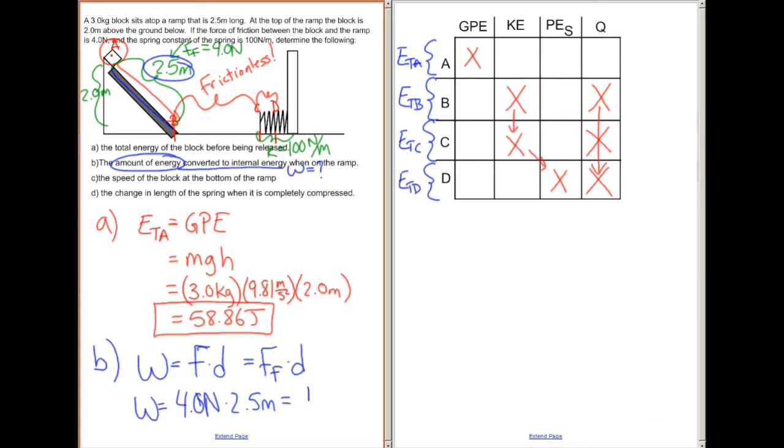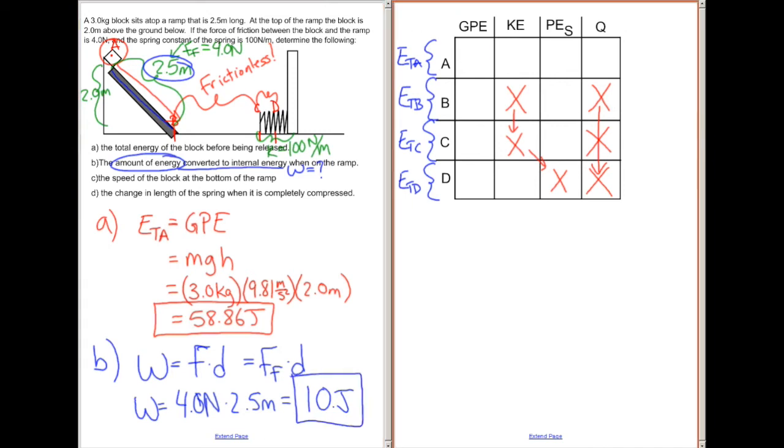Now the next thing I'm going to do after I get this number down here is go back to my table and start to fill in some of these numbers. At point A, the gravitational potential energy was 58.86 joules. In going from A to B, we know that 10 joules of that energy by way of the force of friction acting over that distance would go into thermal energy, so I'm going to put that in there. Now, once it's converted into thermal energy, it's going to stay in thermal energy. It's not going to go back into gravitational potential, kinetic, or potential energy stored in the spring. So I'm going to copy that 10 joules all the way down to the bottom of the table.